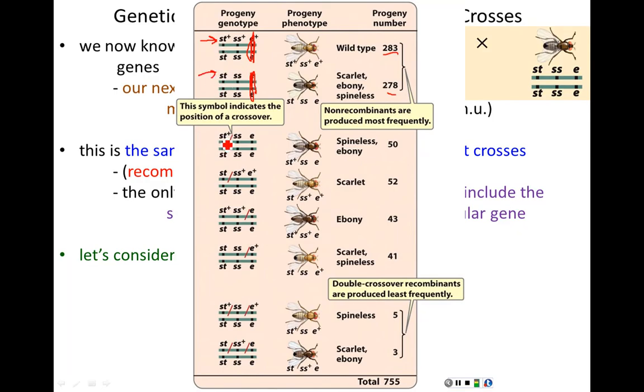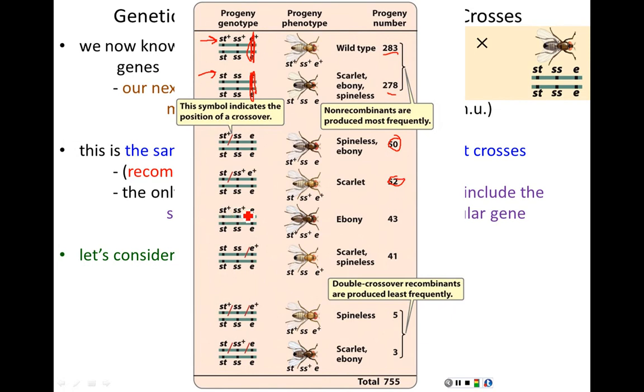What we're going to do is total up anything that differs from this as a recombinant. Anything that differs from that pattern is recombinant. So here it's dominant ST with recessive SS. That's different, so we're going to count that. Here it's recessive ST with dominant SS. That's different. We don't see that up here, so that has to be the result of recombination.